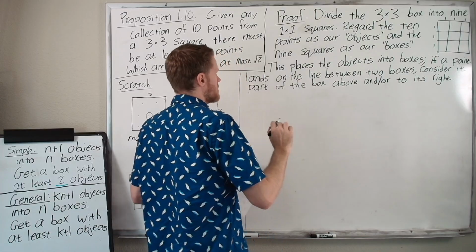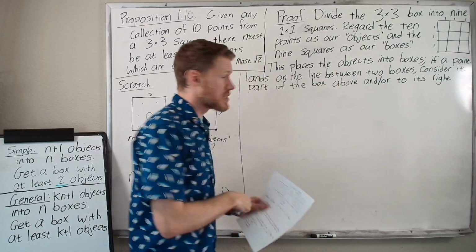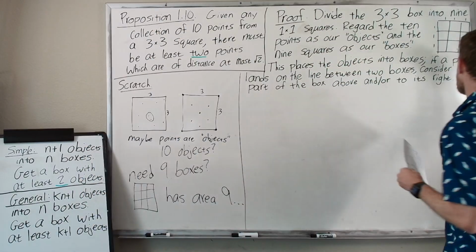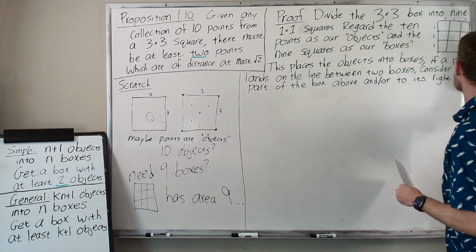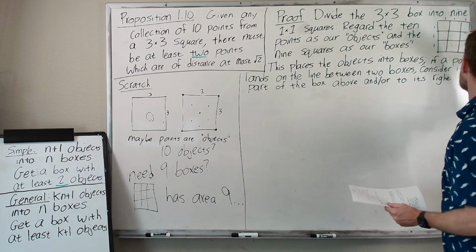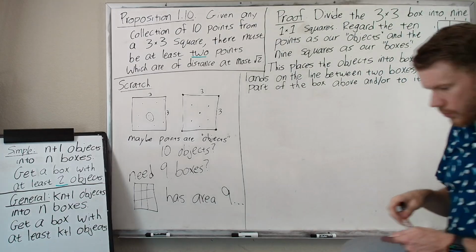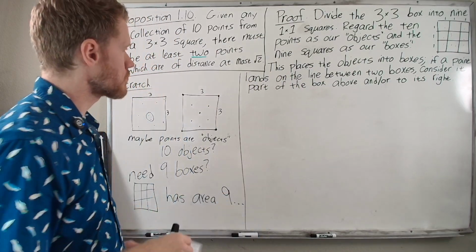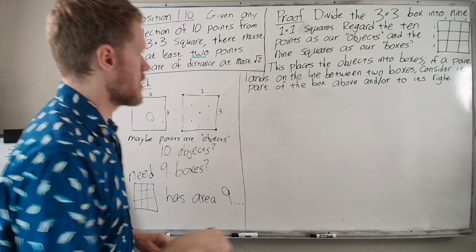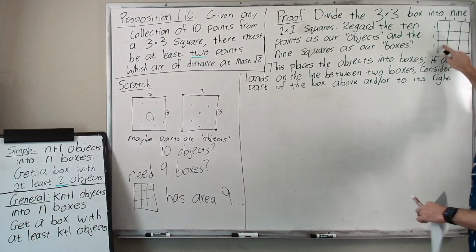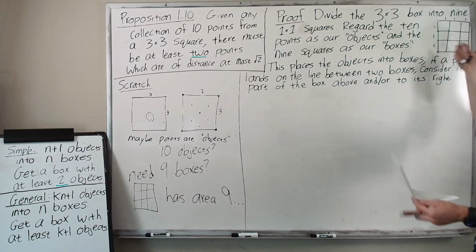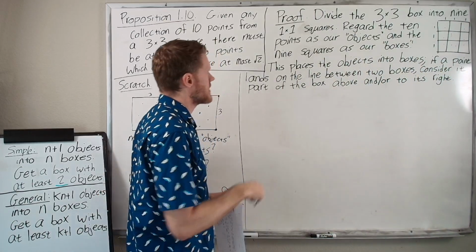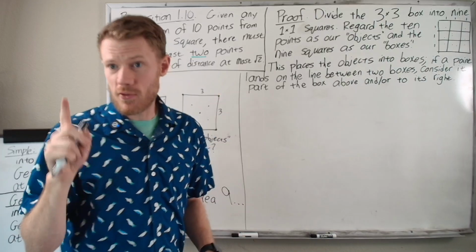I've identified our objects and boxes. This places the objects into the boxes, right? If you have 10 random points, 1, 2, 3, 4, 5, 6, 7, 8, 9, 10, inside this square, then which box do I put this point into? Well, the box that it's in, right? So this action places the object into the boxes, except for this one point.